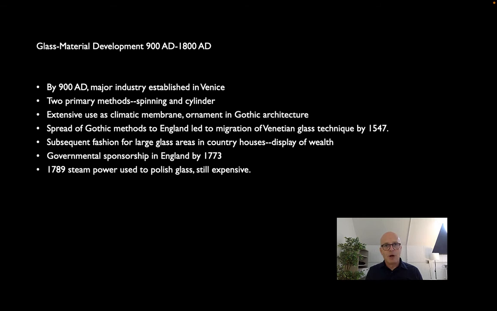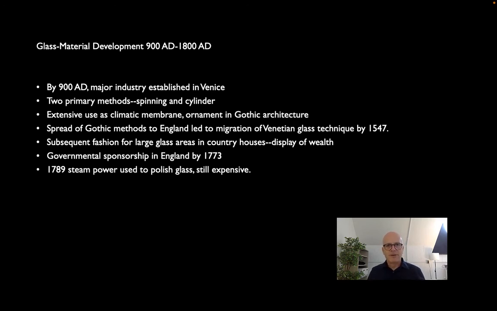From Gothic times onward, Venice becomes the major center for the glass industry, which it still is in large part today. Two methods are developed for creating architectural glass as opposed to houseware or vessel glass. Spinning and cylinder, and we'll look at both of these here in a second. They're both related to the manual glass blowing that involves inflating them or using a punty to shape them. But as we'll see, they do this on larger and larger scales.